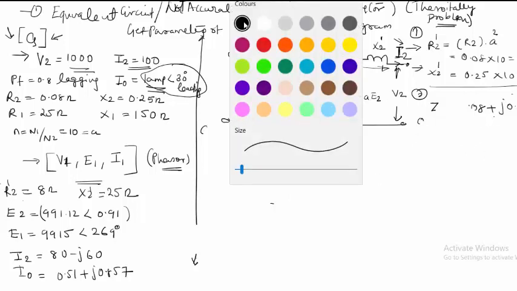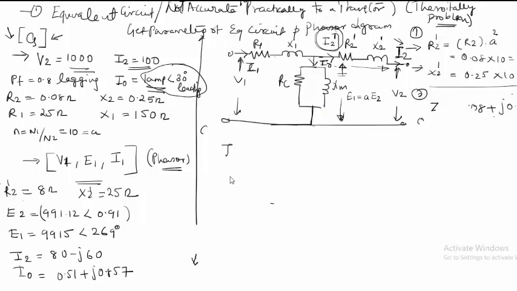Now, finding the value of I1: my I1 will be my I2 dash plus I0. The I2 dash, which I found, was minus 8 plus j6. So it is minus 8 plus j6 plus my I0, which is close to 0.51 plus j0.857.